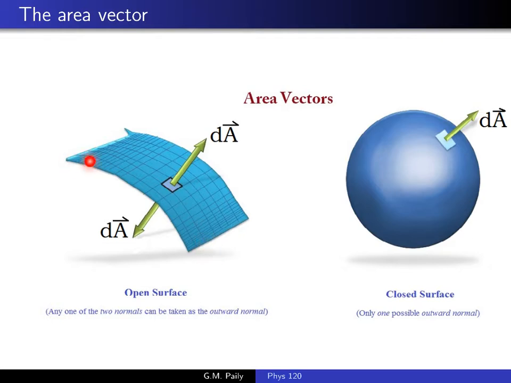But with an open surface where there is no clear inside or outside, even if it's curved, as long as it does not enclose a volume, then we can pick either one of the two normals to be our direction of the area vector.